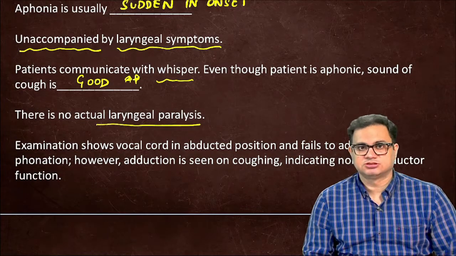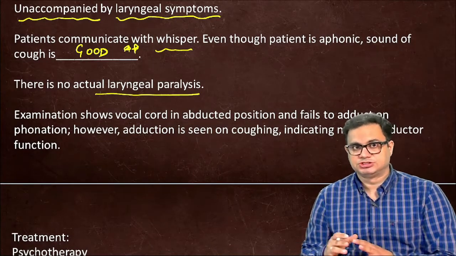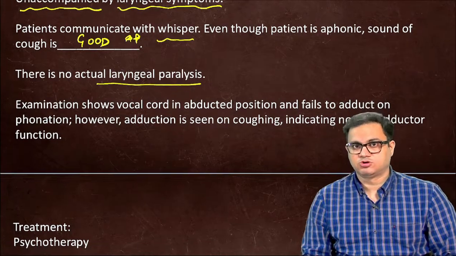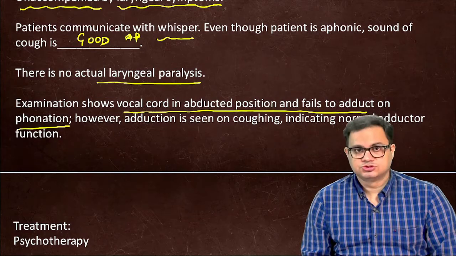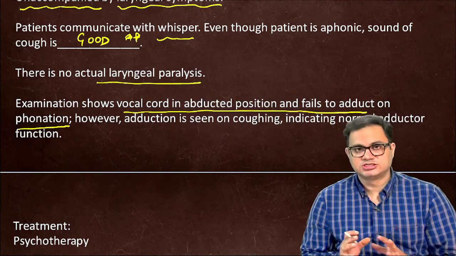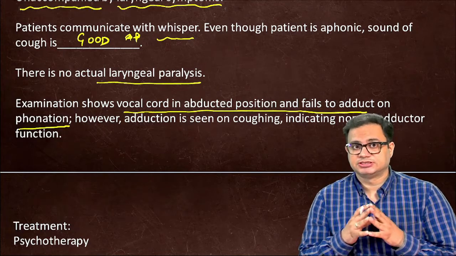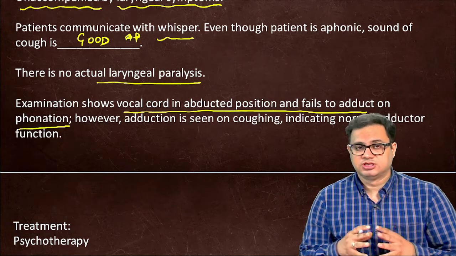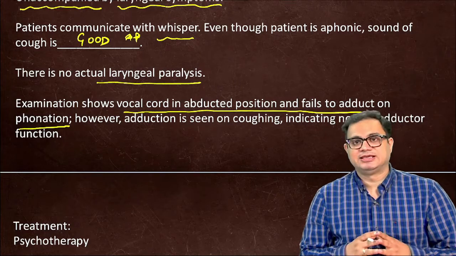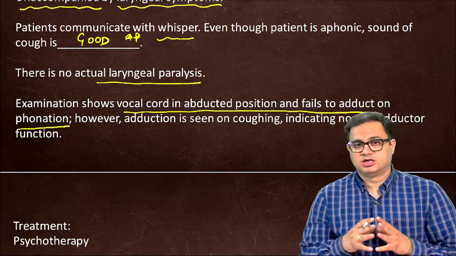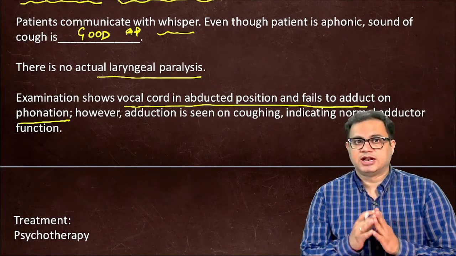On indirect laryngoscopy, the vocal cords will be in abducted position and they fail to adduct on phonation. But during indirect laryngoscopy, when you tell the patient to cough, at that time there will be adduction. So that will indicate that the adductor function of the larynx is preserved, and that there is a normal adductor function.